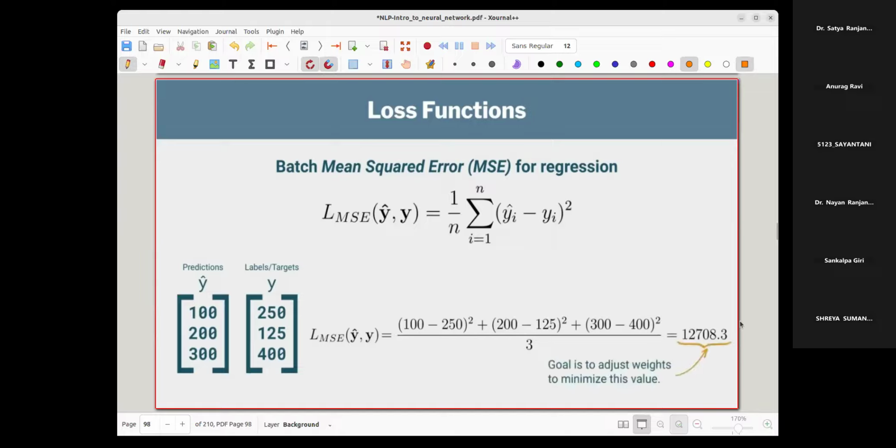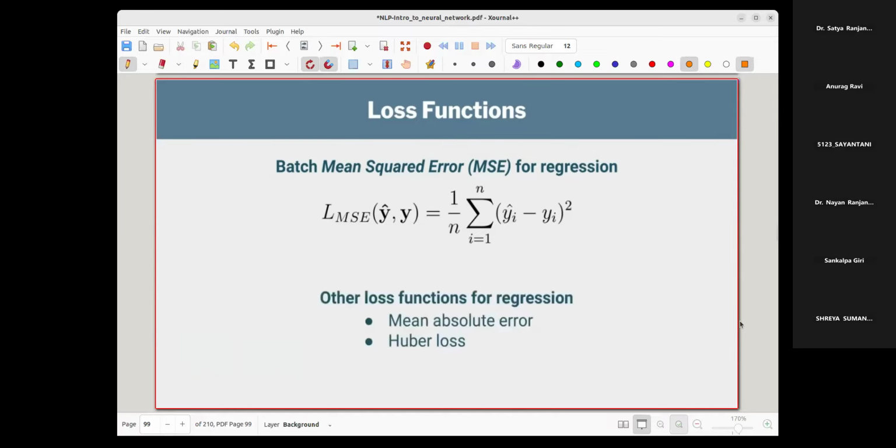The goal is to adjust weights to minimize this value. So how will we do that? We have to adjust these W values so that the loss will be minimum or 0. Generally we may not get 0, but it will be minimum. Besides this, other loss functions are there: mean absolute error and Huber loss. If you have interest, you can go and check. So one loss is MSE.